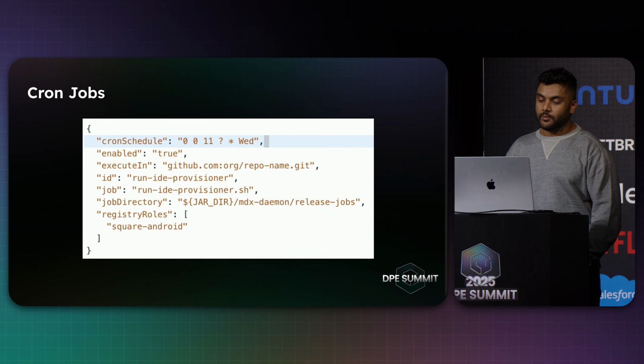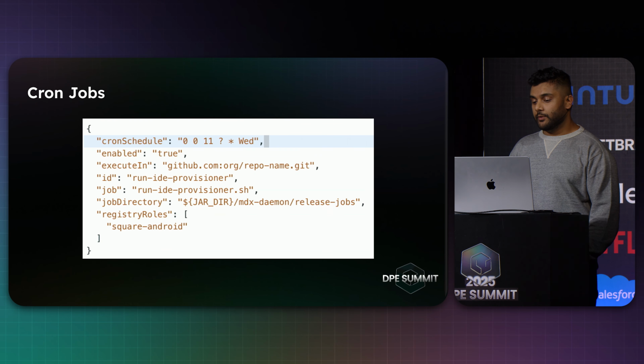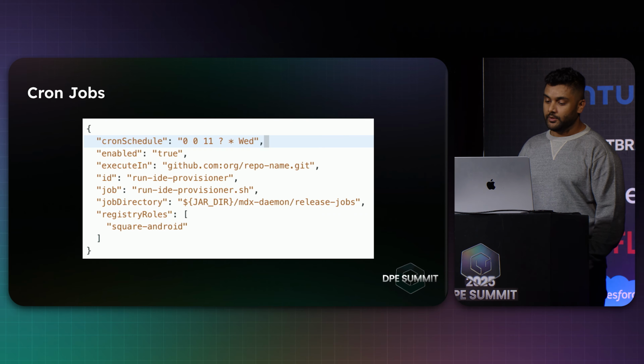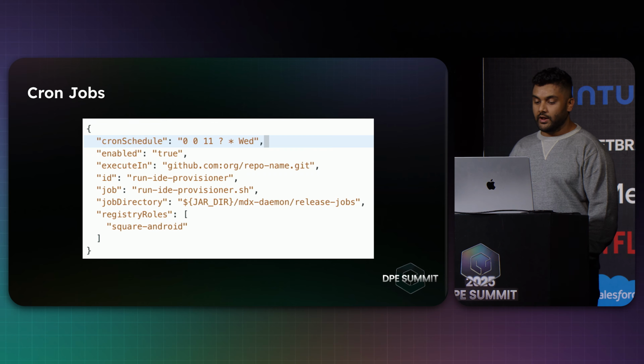So far, we've only talked about a job that is executed by a user event, such as a Git hook. But some jobs are not suitable for that. Some jobs require automatic periodic execution. So we added a cron job capability. In the configuration, a cron schedule can be defined to let the daemon know to schedule a job to be executed on a fixed interval. Let's take a quick look at how some of the jobs use this capability.